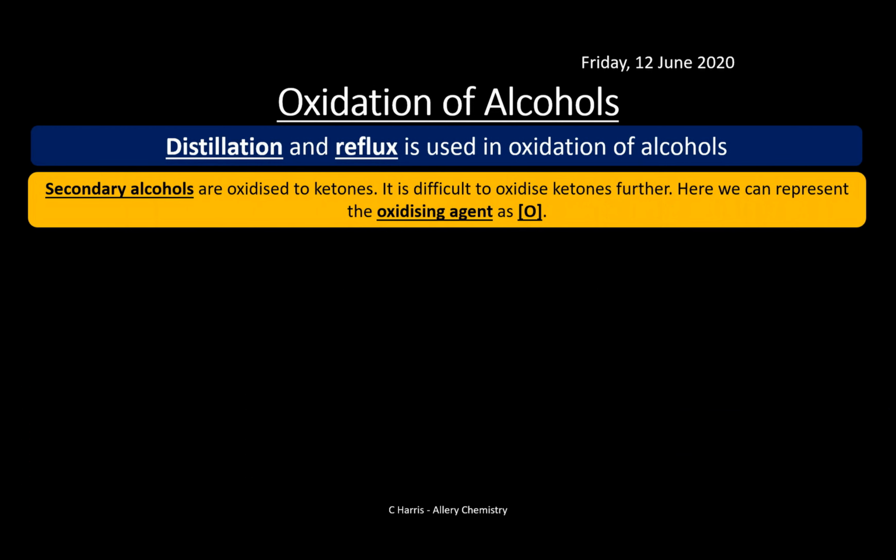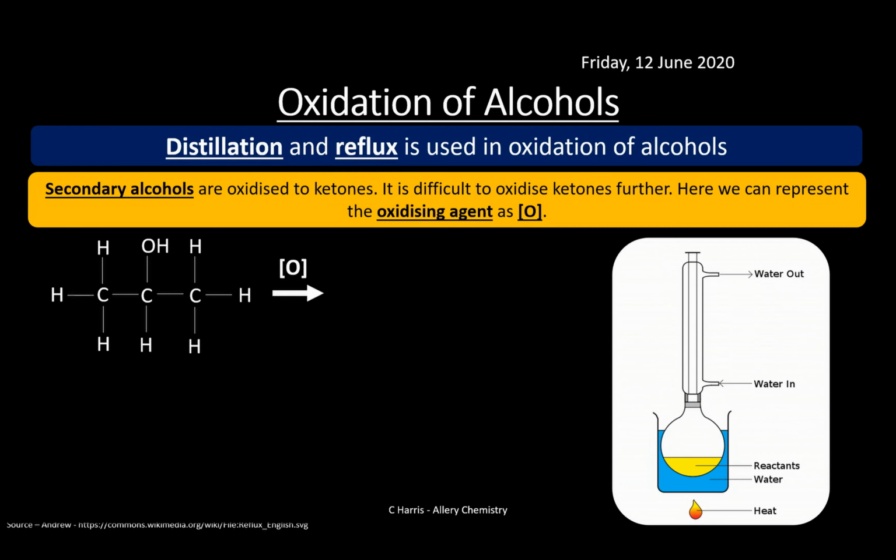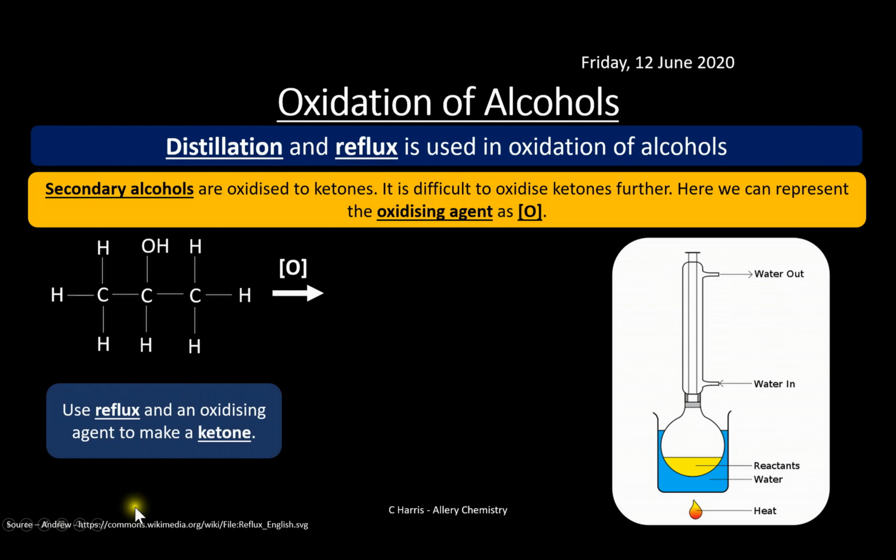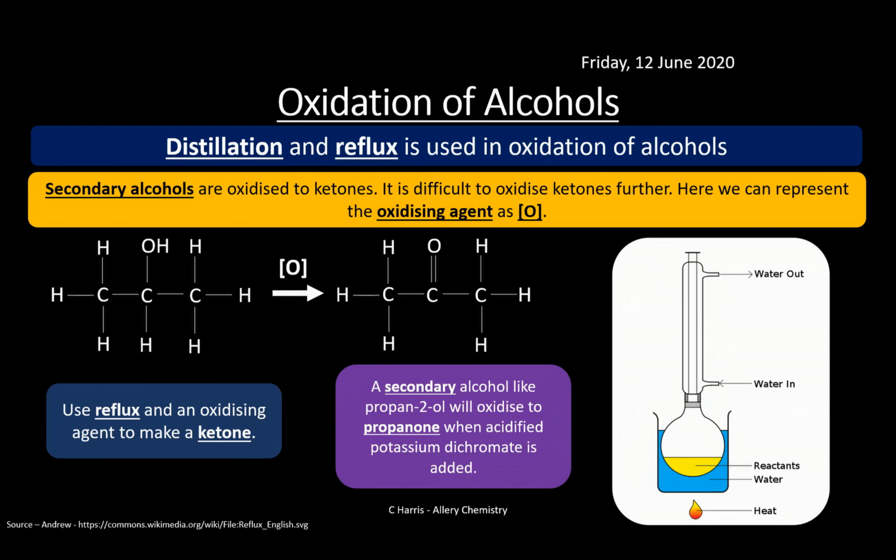Okay, so secondary alcohols are oxidized to ketones. It's really difficult to oxidize ketones further, so we assume that they don't. And we represent an oxidizing agent using O in a square bracket. So you can see here that we've got our secondary alcohol. For this one, we don't need to bother using distillation because there's only one step. We oxidize it to a ketone. So we just use a reflux setup, as we'd seen for making a carboxylic acid. We just heat that up and produce our ketone. So there's our ketone there.